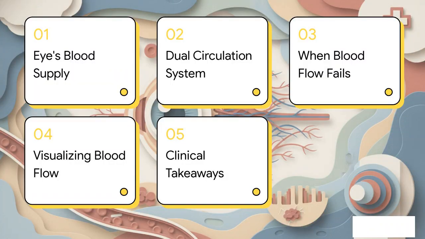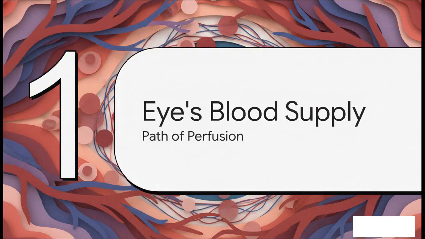So here's our roadmap for today. We've got 5 main sections: the eye's blood supply, the dual circulation system, when blood flow fails, visualizing retinal blood flow, and finally, we'll wrap up with our clinical takeaways. Starting with section 1, the eye's blood supply, tracing the path of perfusion.